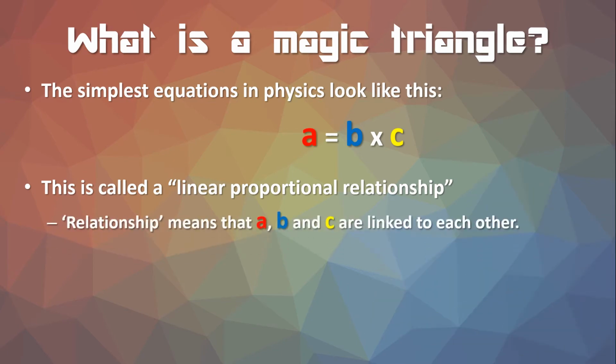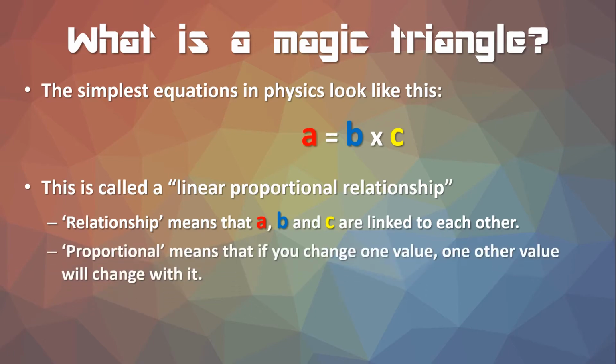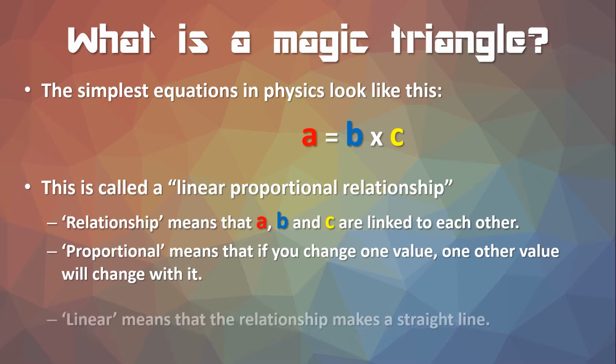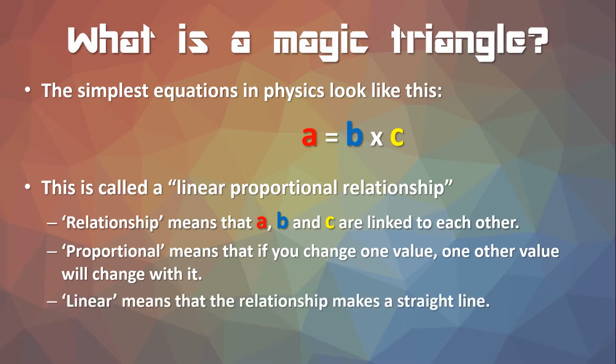A relationship means that A, B and C are linked to each other, they are connected. Proportional means that when you change one value, one other value has to change with it. And linear means that when we change two values like this, they make a straight line.